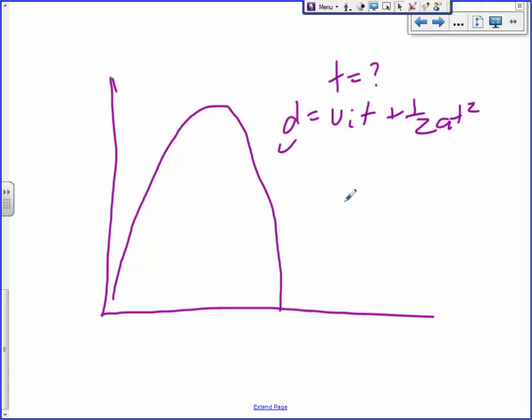Let's say I gave you the distance that it was traveling. You wanted to know when it was this high above the ground. Let's say I gave you the initial velocity. Let's say you knew what the acceleration was, and you used the quadratic formula. The quadratic formula gives you two answers. Why do we have two answers?